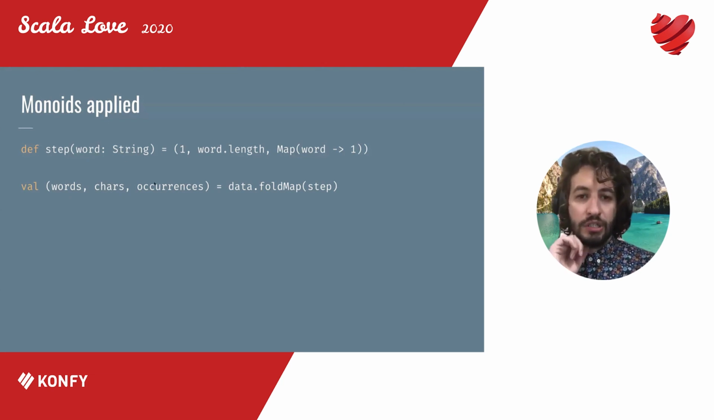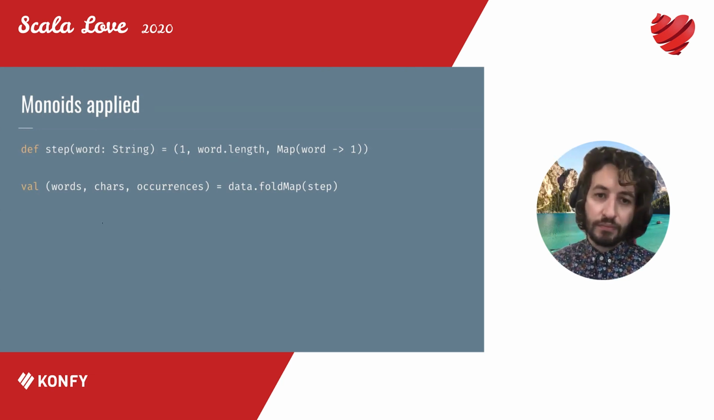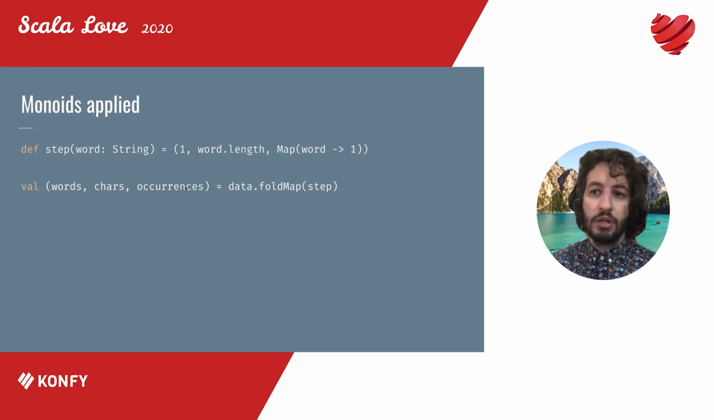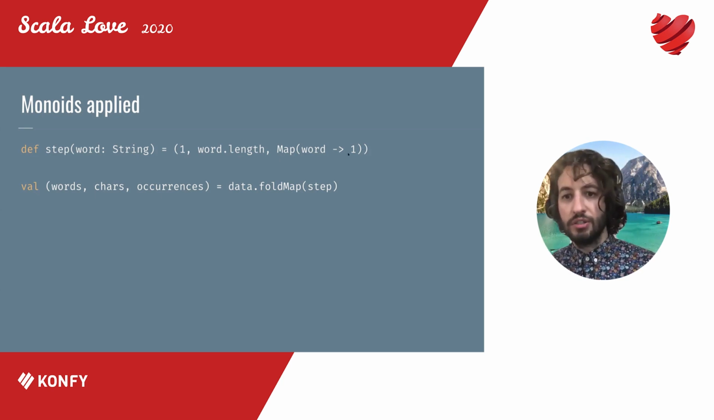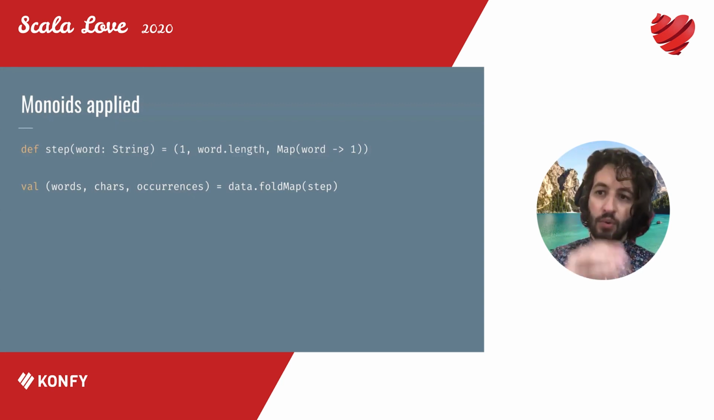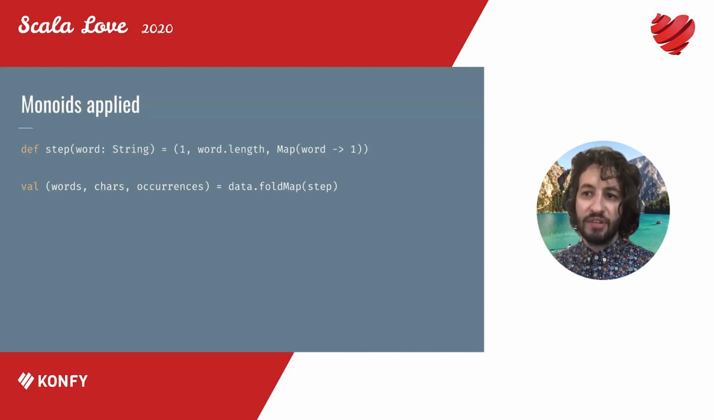And since it's a text, these are going to be words. What we do is return a tuple of 1, the length of the word, and a map from word to 1. And because of the monoid instances in this case, this gives us the number of words in this text, the number of characters in this text, and the occurrences of each word in this text. So this here is a map from string to int, right? And so this will also be a map of string to int, where the string is the word and the int is the number of times that word appeared in this text.